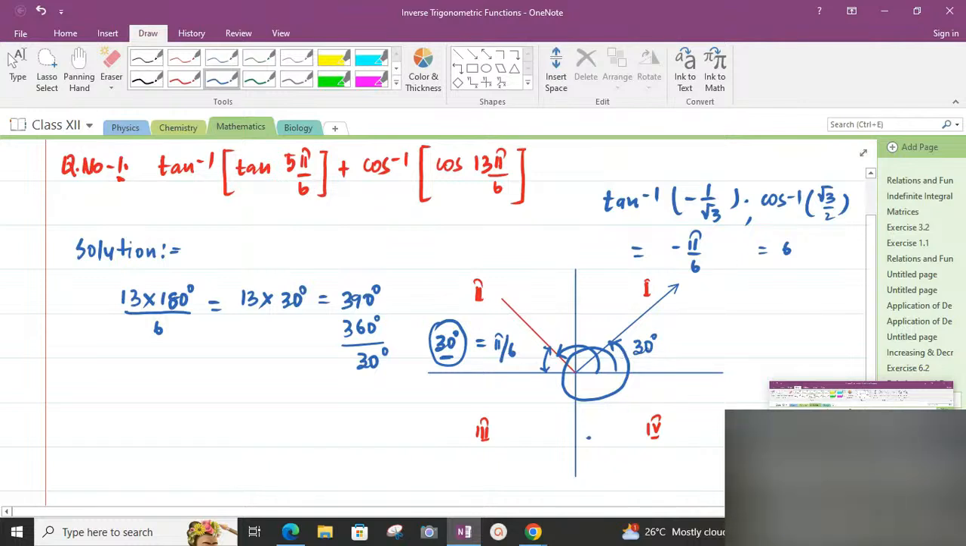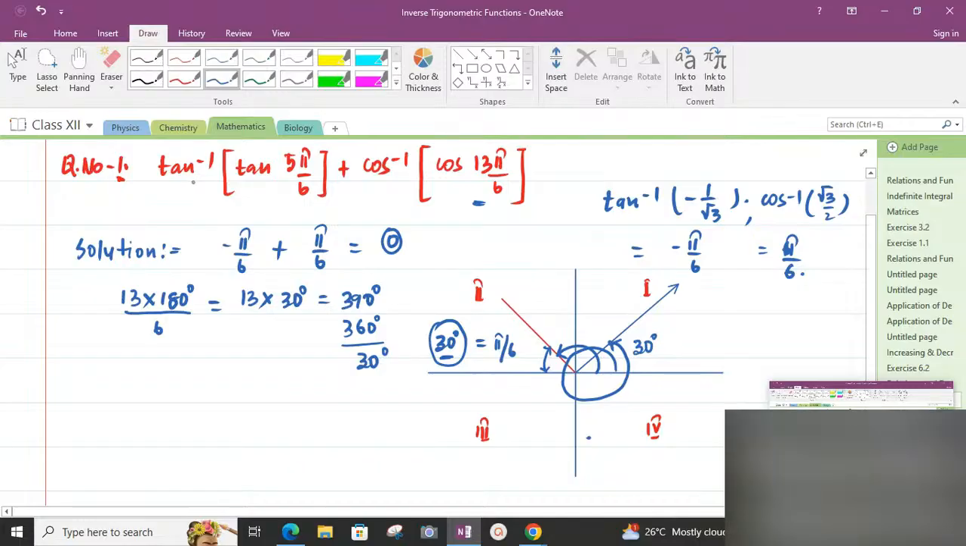Pi plus 30 degree. This one pi plus 30 degree. So here will be minus pi by 6 and this one will be pi by 6. So in a single sentence, the value of this one is minus pi by 6 and the value of this one is pi by 6. When we cancel out, then we get 0.